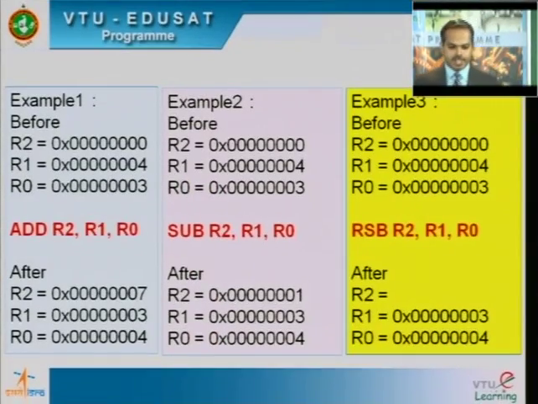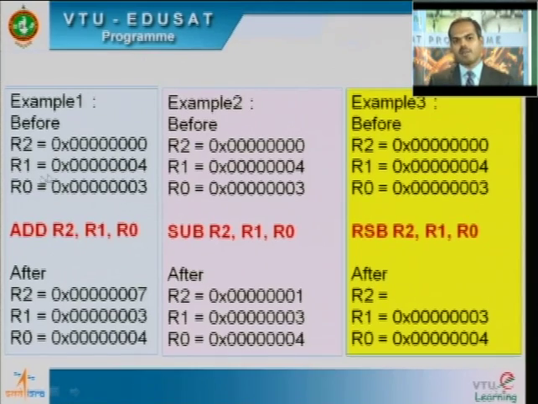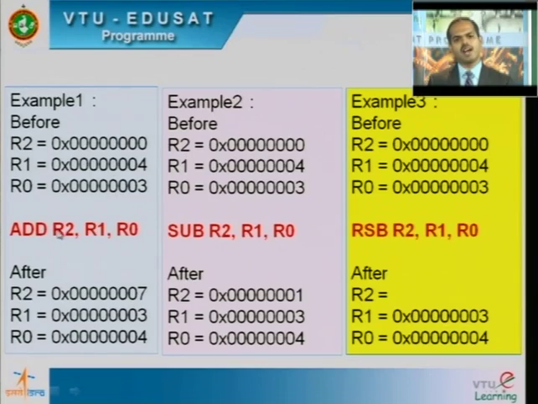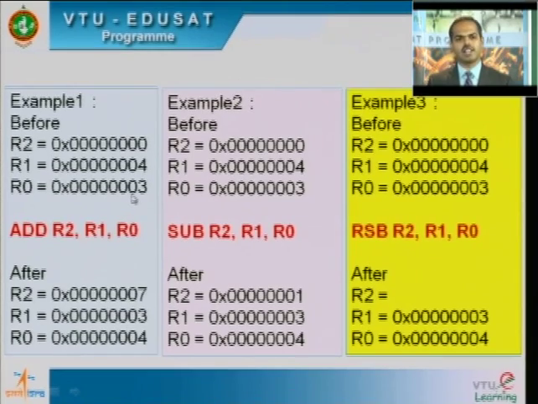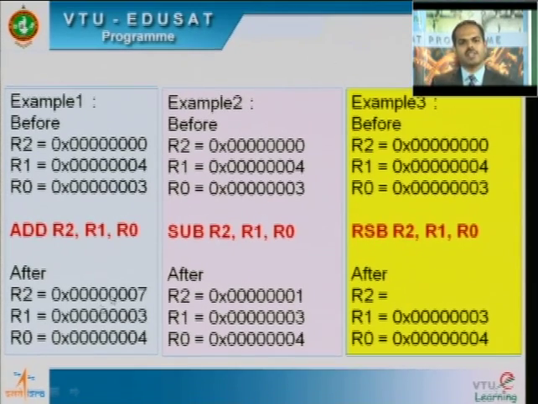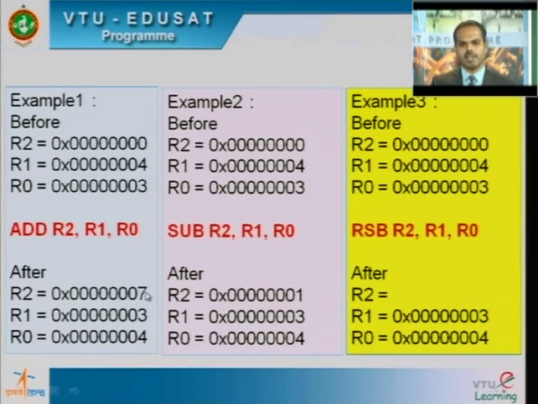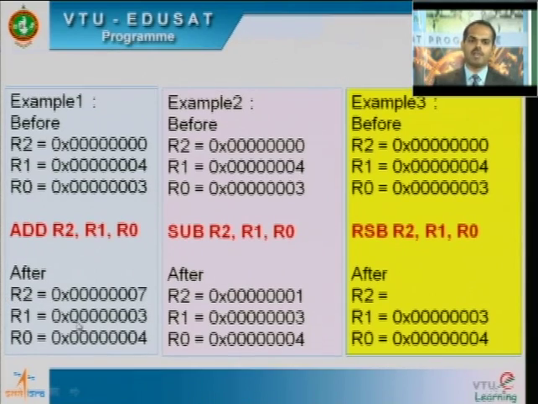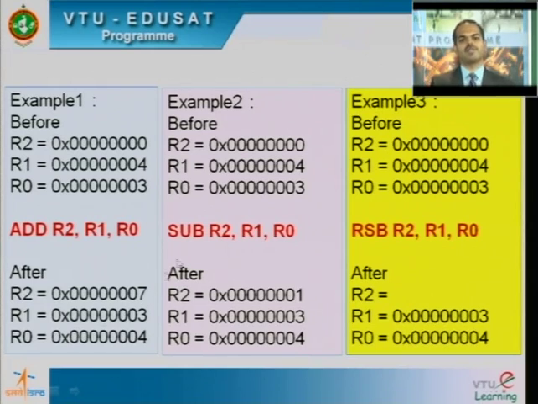The first example: R2 holds a 0 value, R1 holds 4 and R0 holds 3. ADD R2, R1, R0: the content of R0 and R1 is added and the result gets stored in R2. After the execution of this instruction, 4 plus 3 is 7, and 7 is stored in the register R2. R1 and R0 hold the previous values.